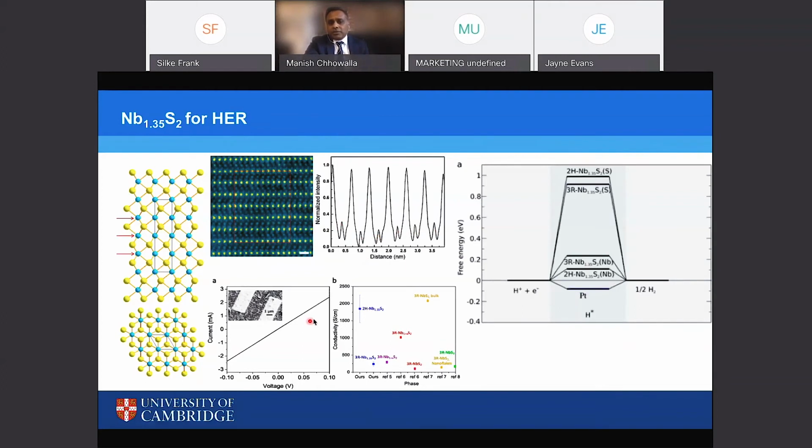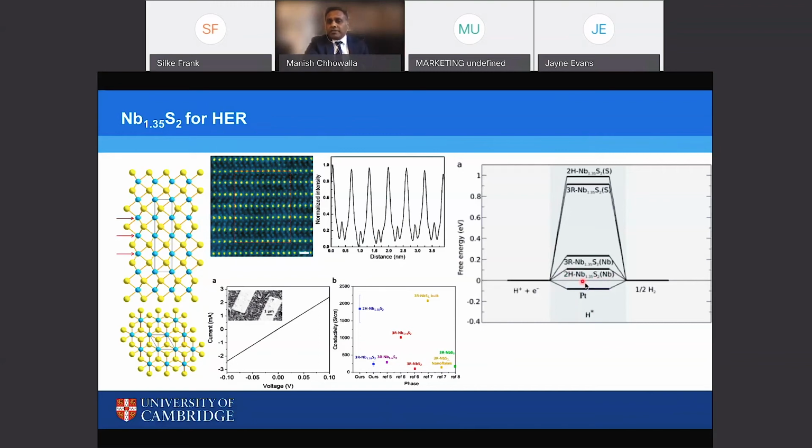When we do the electrical measurements, we find the material to be highly conducting, both in the XY plane and in the Z direction, with conductivity values that are quite high for these metallic TMDs. Robson already showed this result, but our first principles calculations show that both the 3R and the 2H phases have good thermodynamics, but the 2H phase is closer to the thermoneutral condition, which is what you desire for good HER performance.